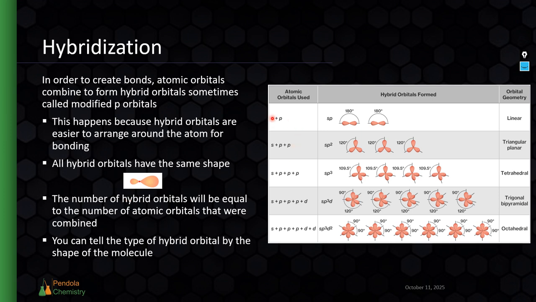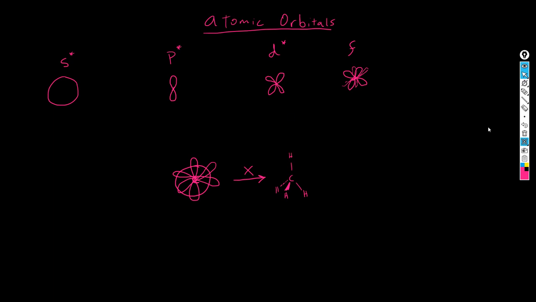So essentially, an s and a p atomic orbital can combine to form 2 hybrid orbitals. An s and 2 p orbitals can combine to form 3 hybrid orbitals. An s and 3 p orbitals can form 4 hybrid orbitals, so on and so forth. All hybrid orbitals look the same. So let's look back at this drawing. So this we said can't happen because we cannot arrange these orbitals into this shape. So let's see what actually happens.